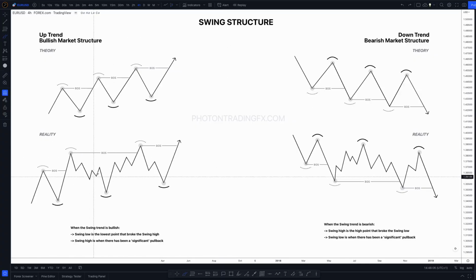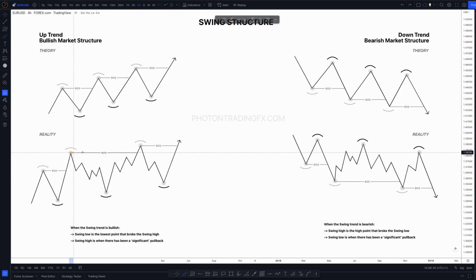Obviously, in reality, we can get a lot more complex price action, where you see a lot of highs and lows being broken, and the whole idea is how can we figure out where the true swing range is, the swing high and the swing low that we want to work within.